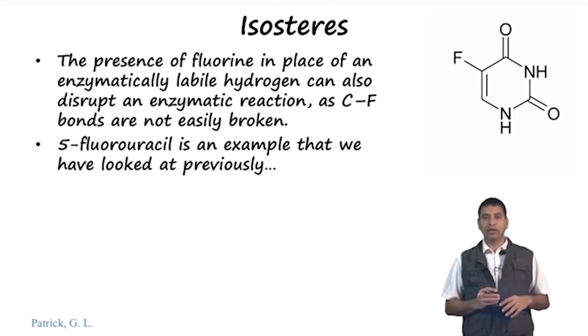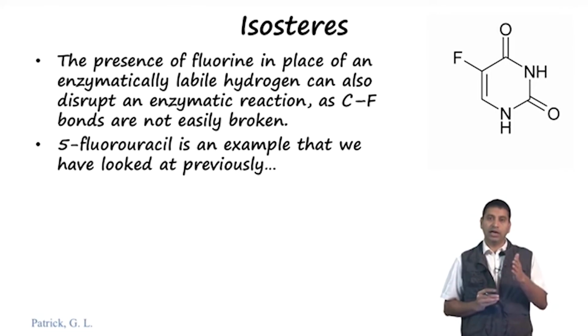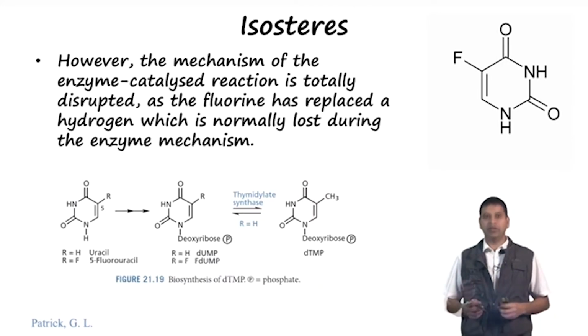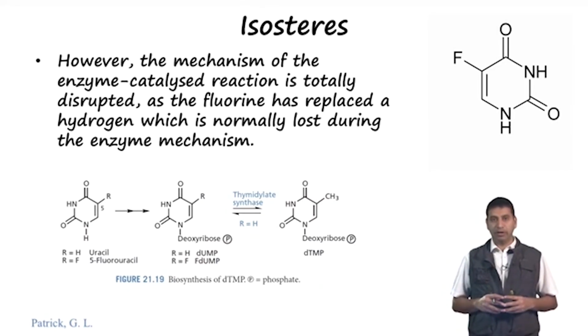The presence of fluorine is also useful when we are looking at enzymatically labile hydrogens. If you want to disrupt an enzymatic reaction where the carbon-hydrogen bond is broken, we could replace it with a carbon-fluorine bond. We have already looked at this previously with the molecule 5-fluorouracil, shown here. Because we are replacing hydrogen with fluorine, the mechanism of the enzyme-catalyzed reaction is disrupted. We have looked at this previously, but we will just recap very quickly here.